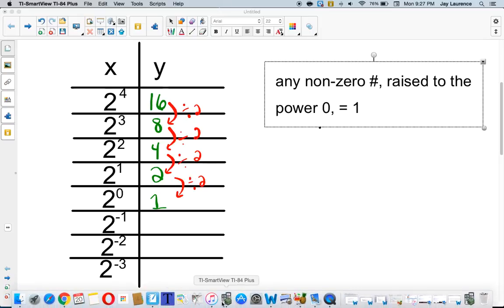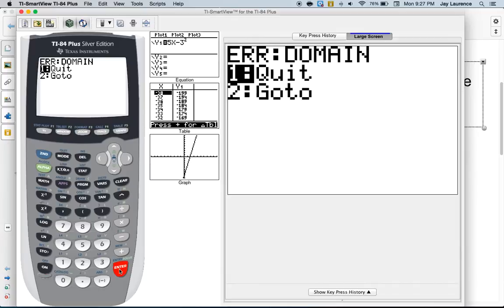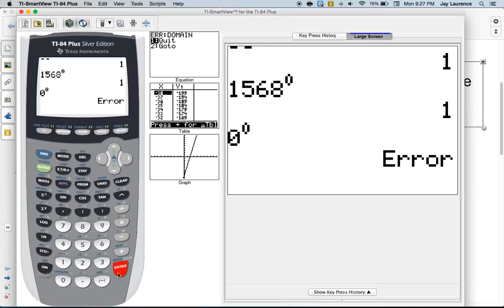Oh, and if you don't believe me, go ahead, feel free. We'll punch it in, 0 to the power of 0. And sure enough, we got a domain error, okay? So we're going to quit that error. You cannot divide by 0. 0 to the 0 power is undefined.